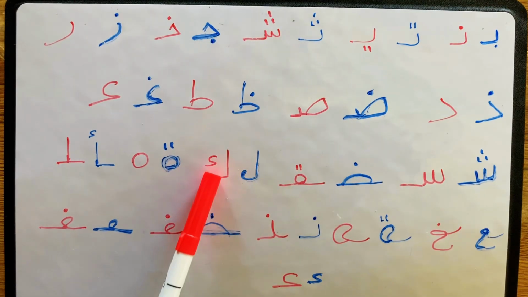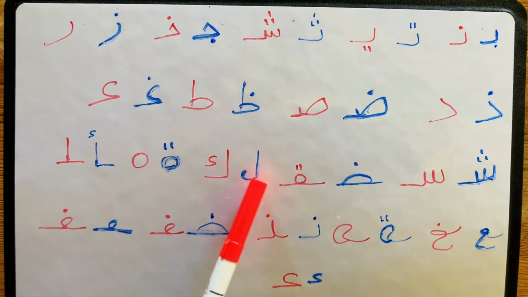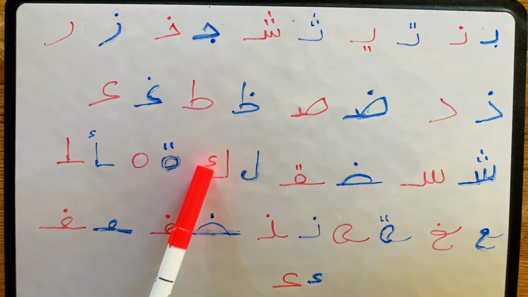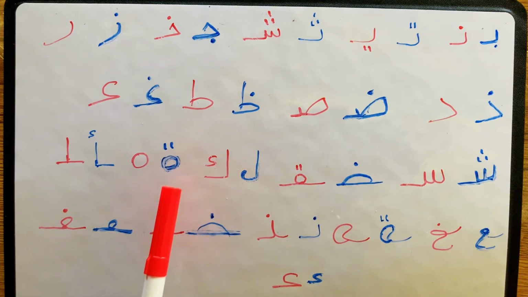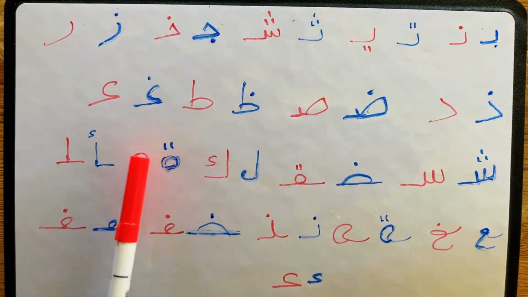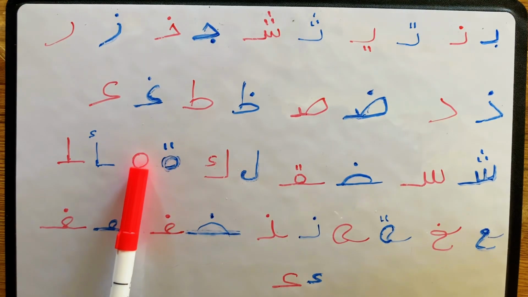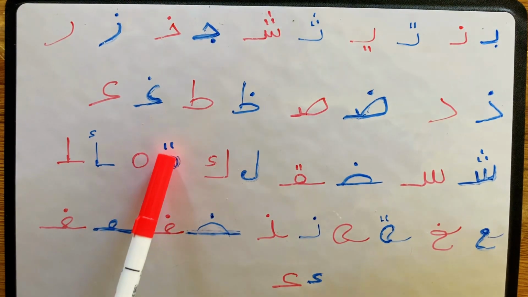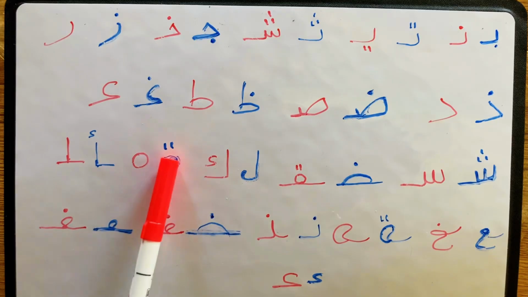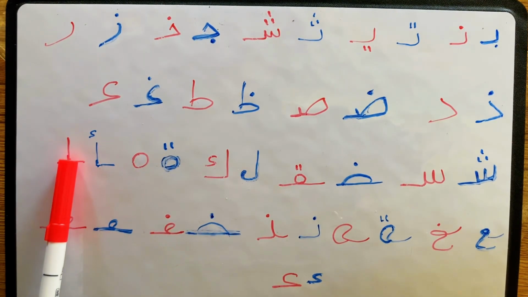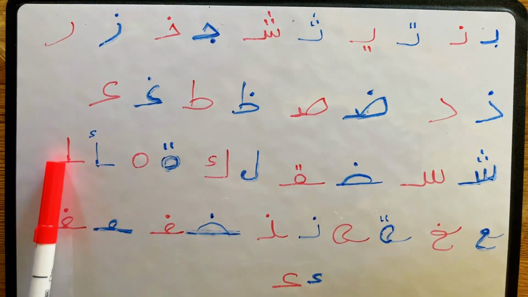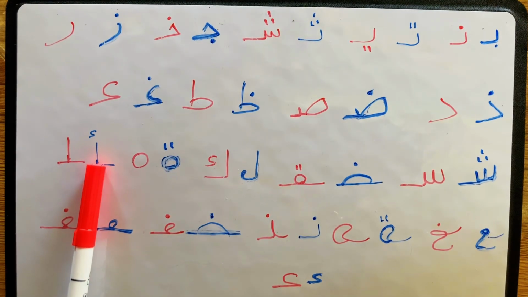Lamun, Kafun. These two have similarity, but you see Kafun, there is a small hamza on top of it. Ta'un, Ha'un. Ta'un has two dots. Ha'un has no dots. This is Alifun, and this is Lamun.